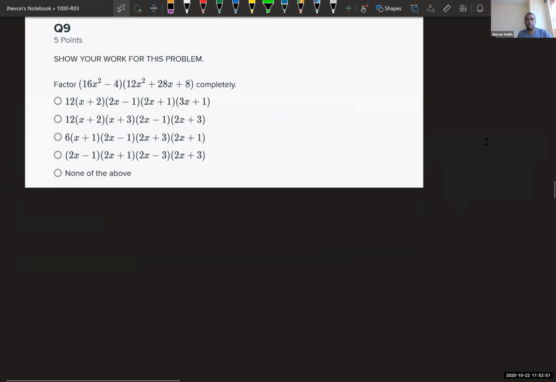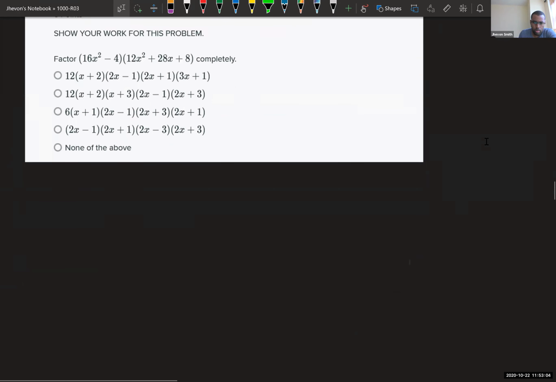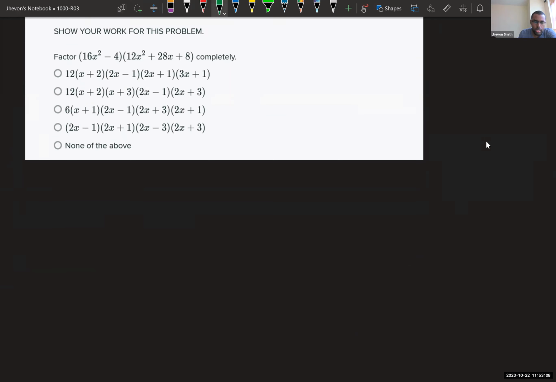Okay, for this one, we want to factor completely, right? So it's already kind of half factored. Now I want to factor it even more. What we can do, notice that in the first pair of parentheses, there's a common factor of 4. There's a GCF of 4, so that's the first thing I would pull out. Pull out a 4 from the first set of parentheses. I'd be left with 4x squared minus 1 times. Now in the second one, I can also pull out a 4, it looks like. And I'd be left with 3x squared plus 7x plus 2.